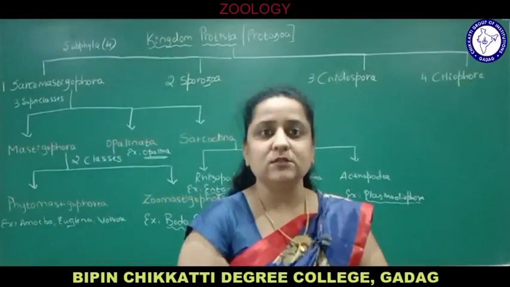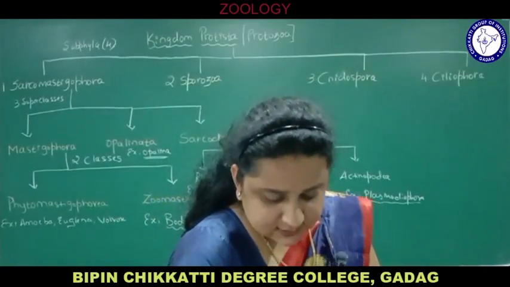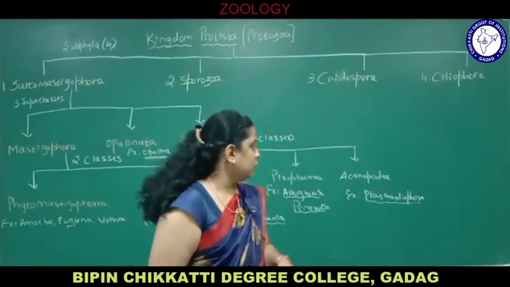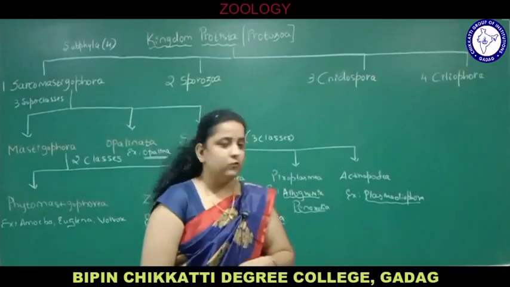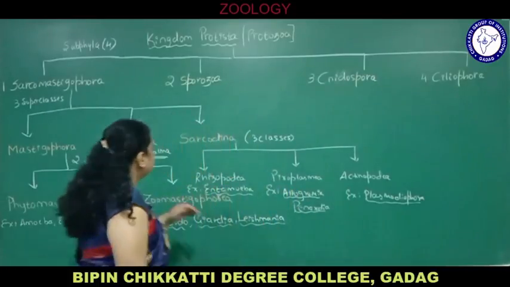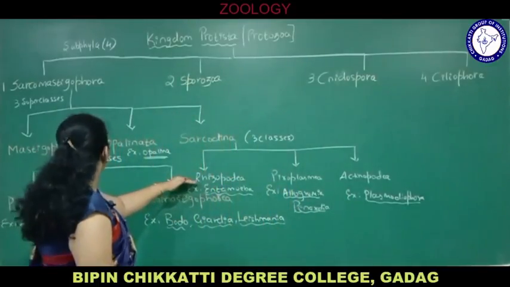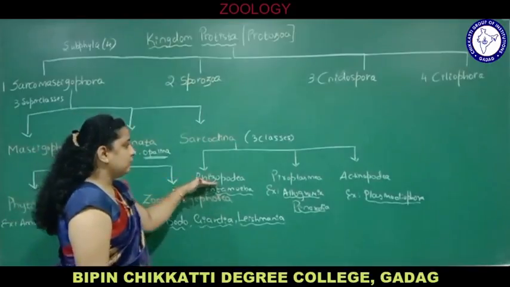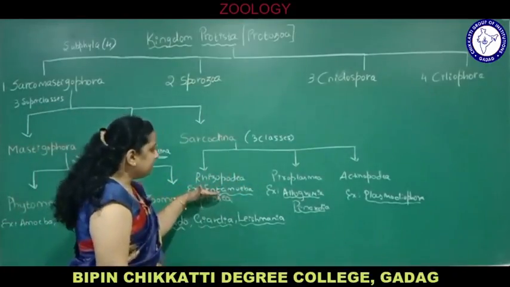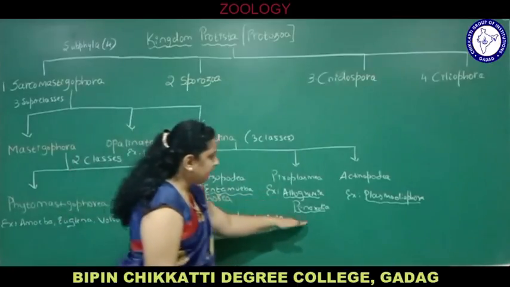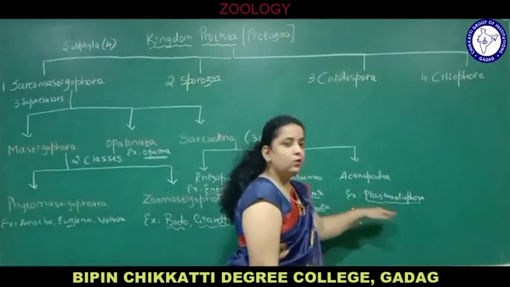Third, Actinopodia. Actinopodia are another class of Sarcodina, consisting of bundles of microtubules. Example, Plasmodiophora. So, there are three classes of superclass Sarcodina: Rhizopodia, Pyroplasmia, Actinopodia. Examples, Entamoeba, Allogromia, Panardia and Plasmodiophora.